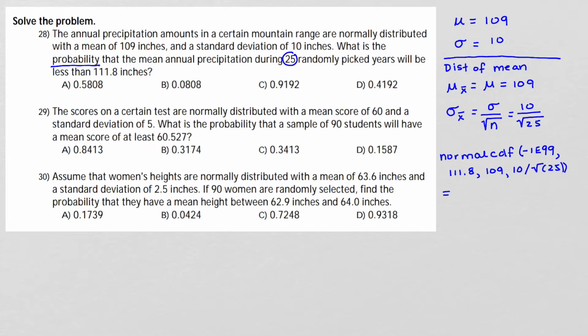And when I calculate this, I get 0.9192. So that's my answer for that problem.